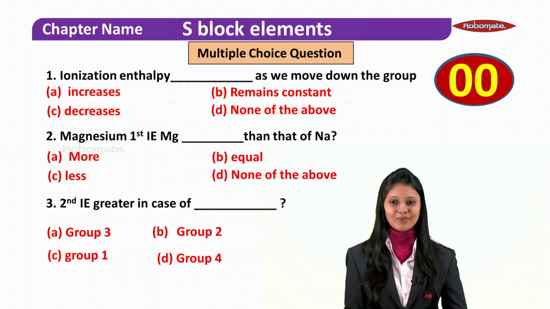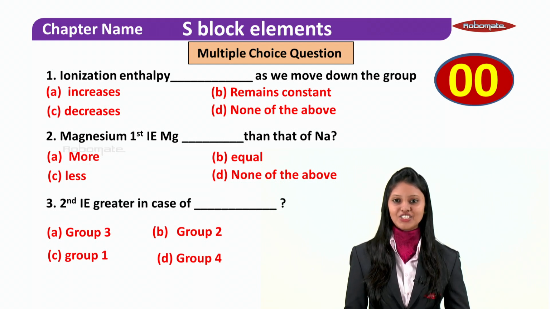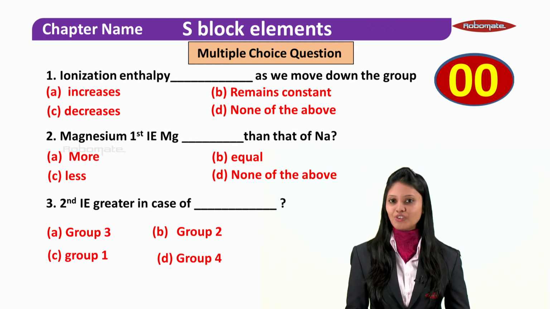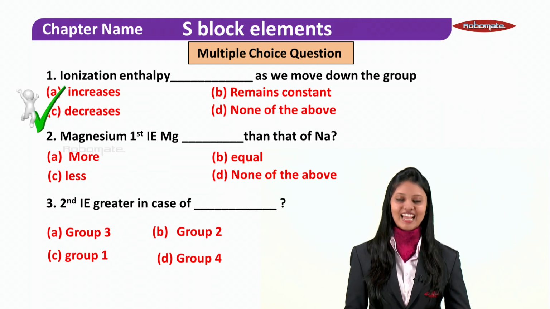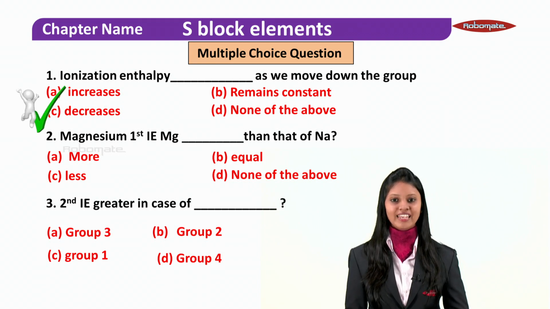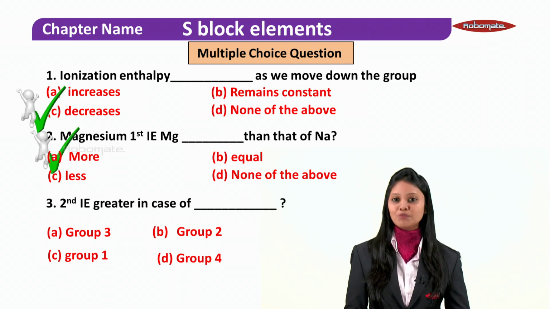So students, simple questions. Let's see the answers. The first question: ionization enthalpy is dash as we move down the group. As we move down the group, attraction decreases, and that's the reason ionization enthalpy decreases. Answer option C. Second question: magnesium's first ionization enthalpy is dash than that of sodium. The correct answer is it's more.